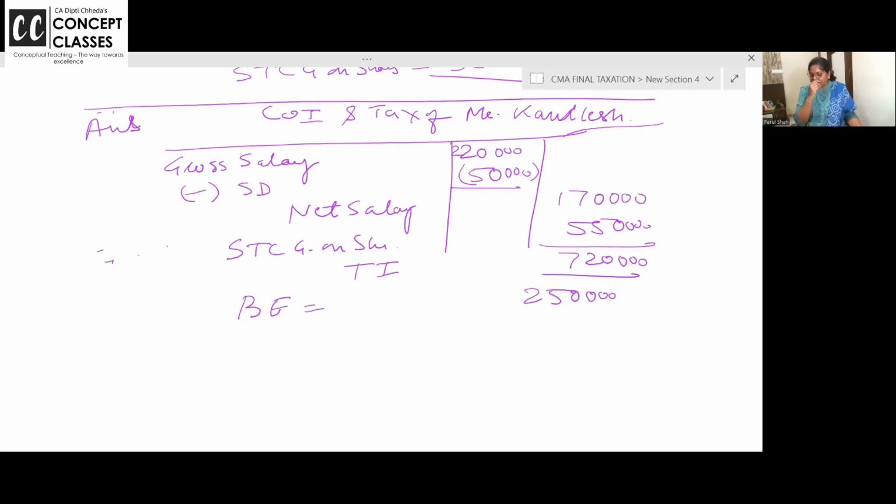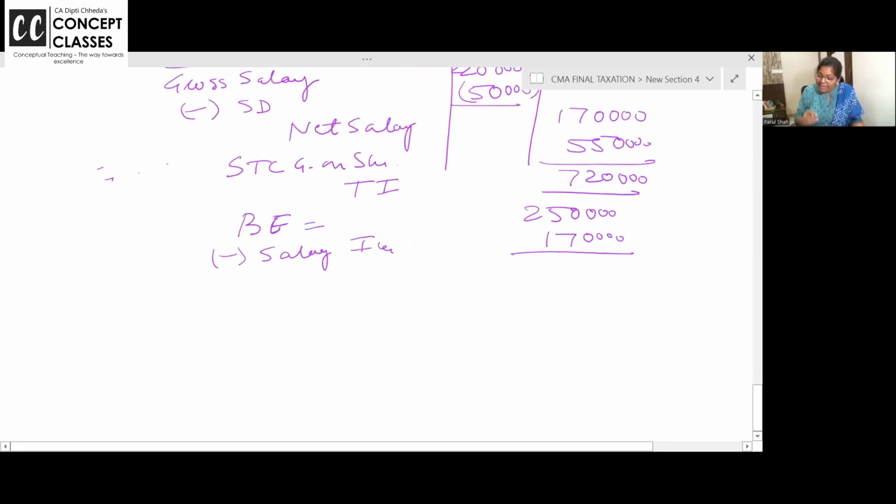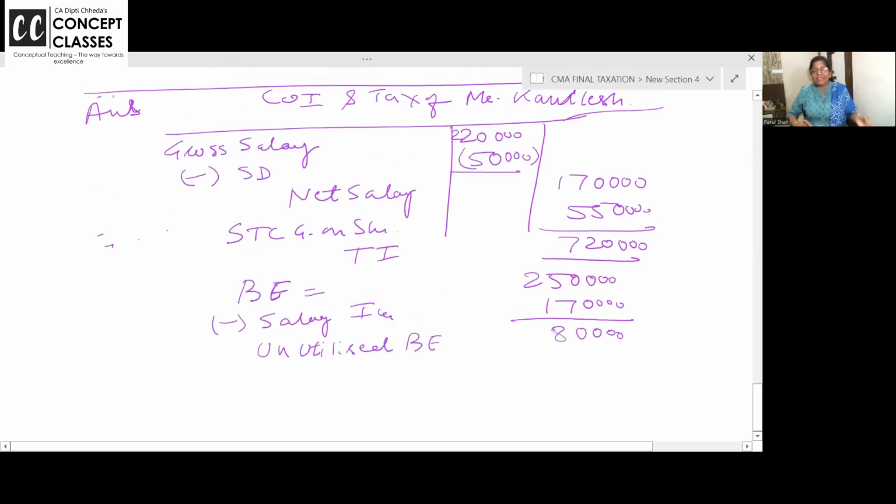2,50,000. Okay. Now, if the basic exemption for Kamlesh is 2,50,000, what is the salary income? 170. What will be the tax? Nil. Is there still basic exemption which is not utilized? That is called unutilized basic exemption. This is asked so much in exams, but this is not explained in this depth in the books. But they ask in exam, 80,000. Dear students, tell me, is the term clear to you? What is unutilized? Grammatical meaning, unutilized basic exemption.